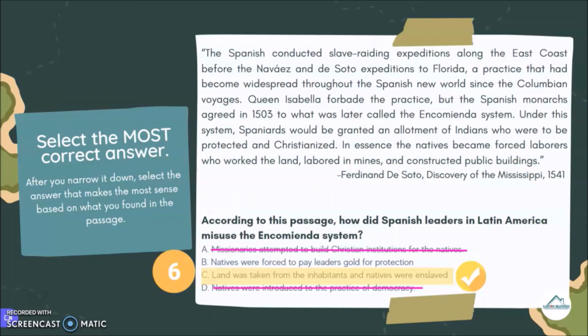You can reuse this strategy on any primary source excerpt that you come across on a test or quiz, and it should increase your chances of being successful in answering these questions.